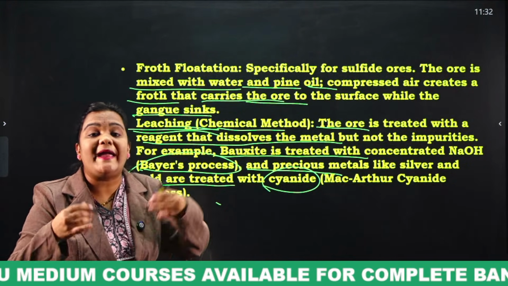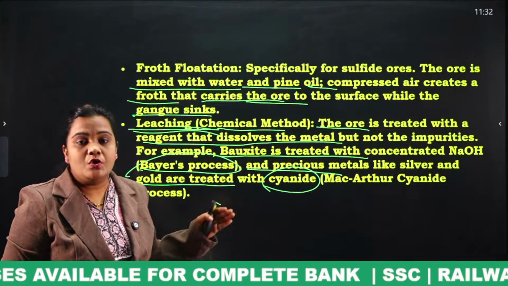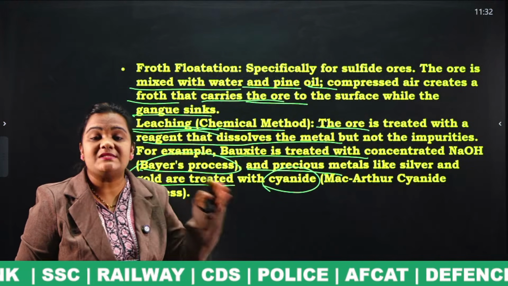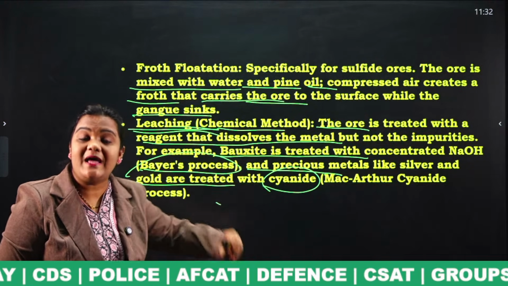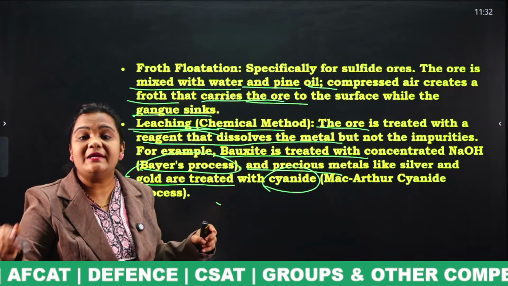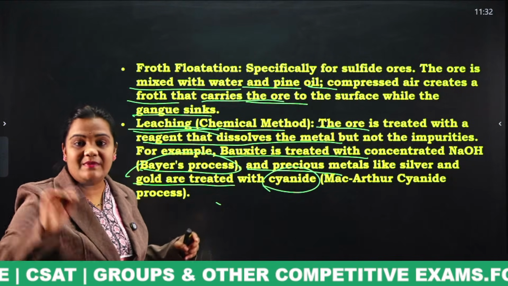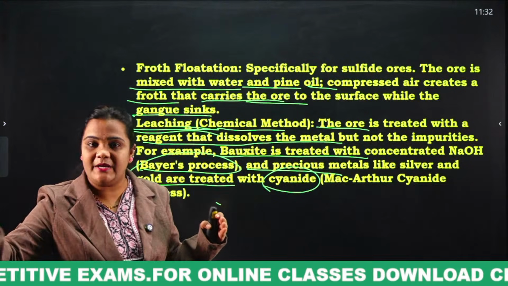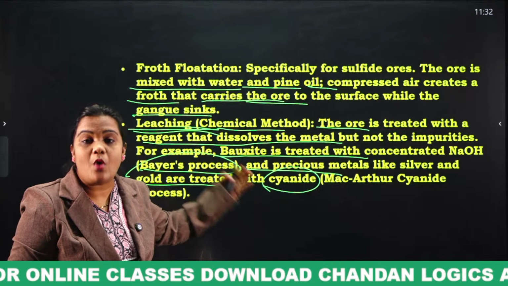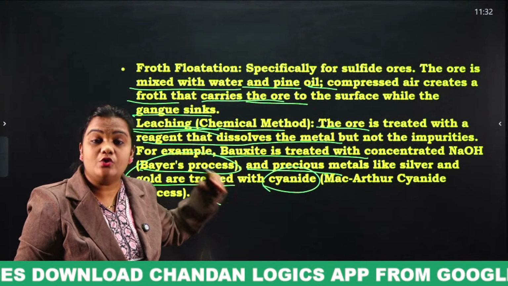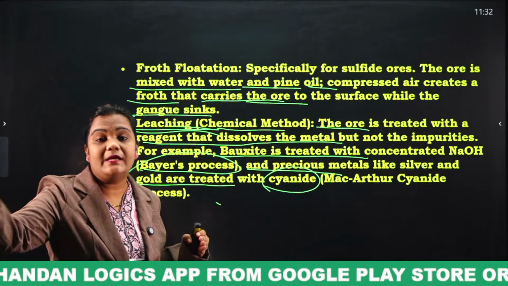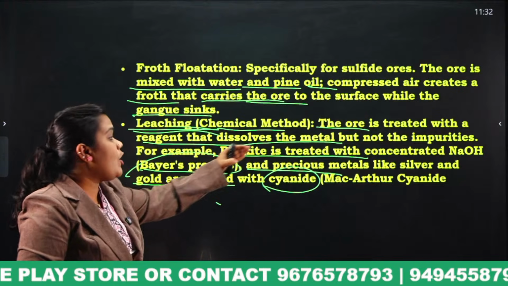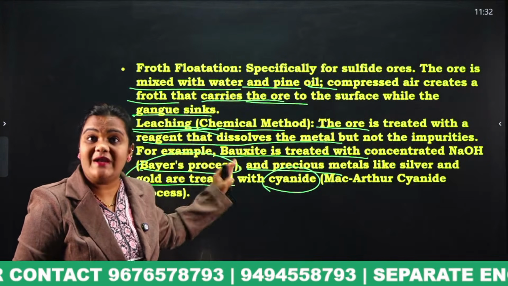So in order to extract silver and gold, which type of leaching agent will we add, students? Cyanide. This cyanide will dissolve the gold and silver and the impurities are separated. In a similar way, bauxite is nothing but an ore of aluminium, right? So in order to separate the bauxite ore from impurities, which type of leaching agent is added, students? Concentrated NaOH. Remember, very, very important.